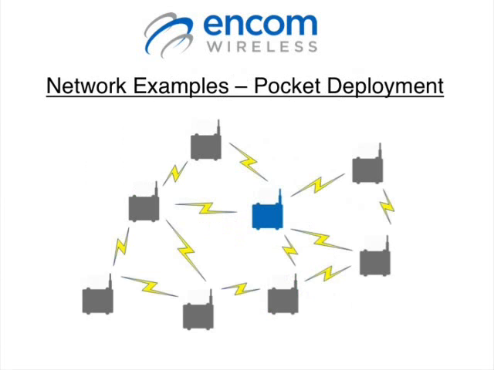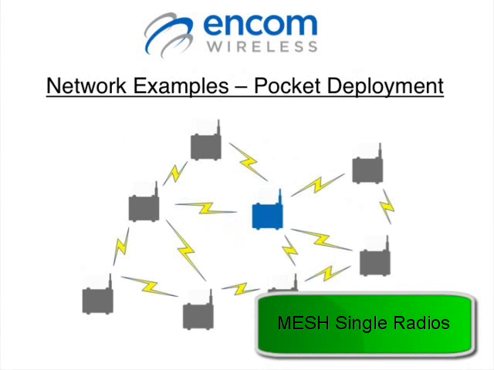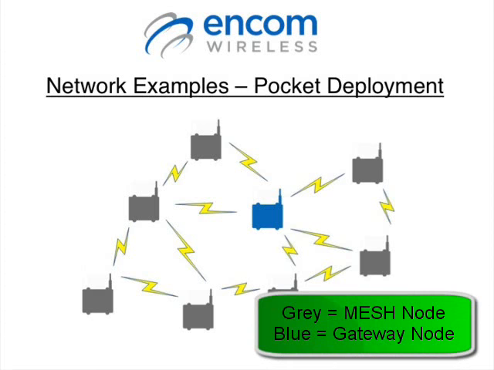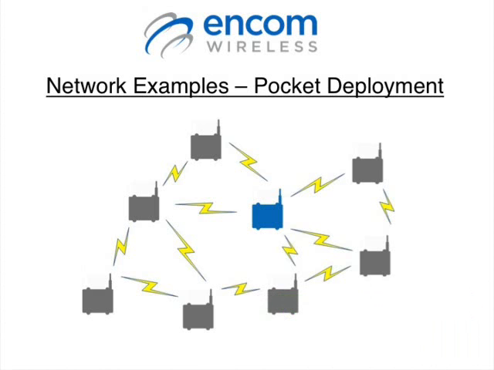We will now start getting into network examples with the mesh radios. For this first example, we will deal with a pocket deployment. From the example, you can see that we are going to be using multiple mesh radios with one radio card on there. They're going to be talking in a mesh configuration, and our exit point out of this mesh configuration is going to be our gateway radio that is shown in blue.